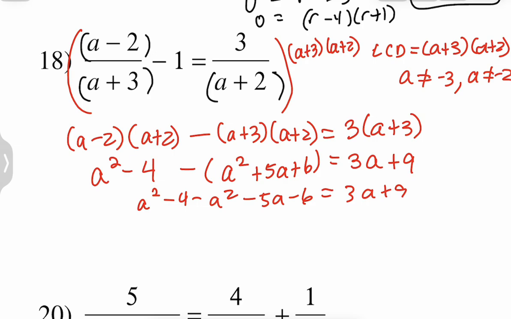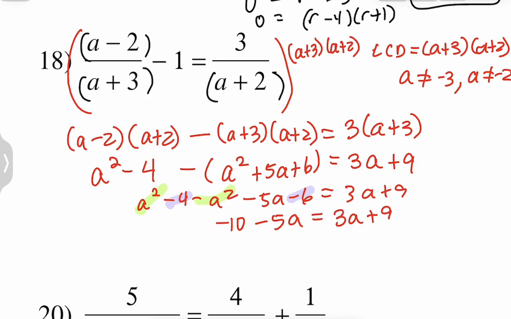Now, some really nice things happen on the left side. And this happens more often than you think for these. The a squareds are opposites. They do cancel out, which is great. These are like terms. We can combine those. So let's make our problem say negative 10 minus 5a equals 3a plus 9.